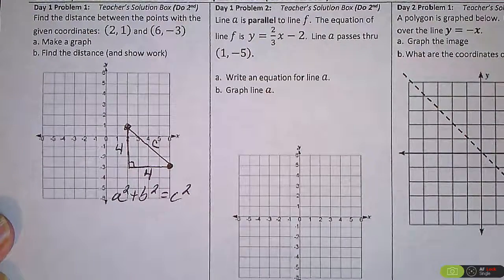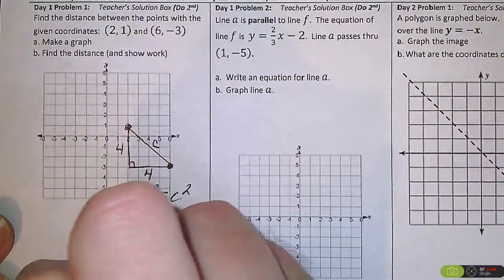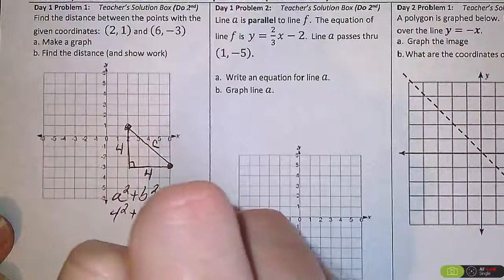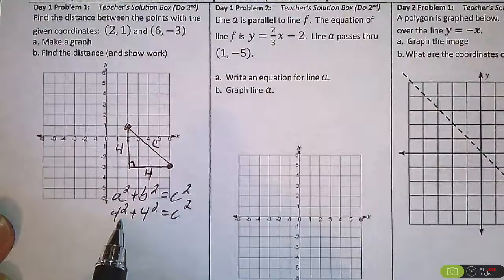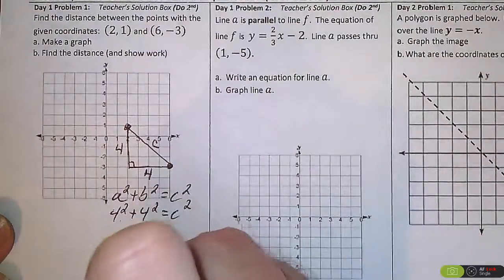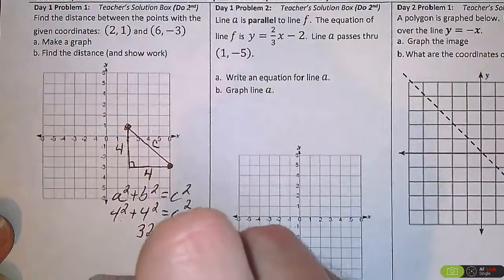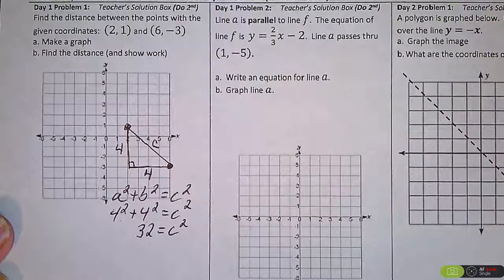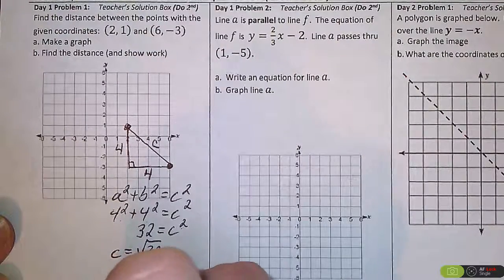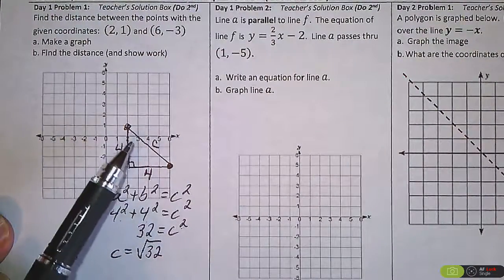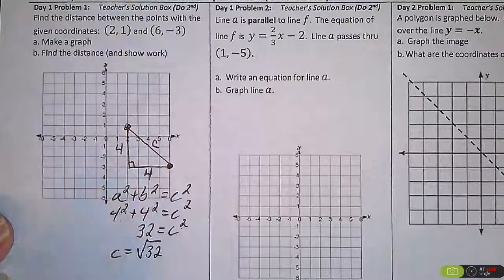a and b are the legs of the triangle. In this drawing, those are the 4s. So we have 4 squared plus 4 squared equals c squared. 4 squared is 16. So this is 16 plus 16, which is 32. And then to solve for c, we're going to do the square root, because square rooting removes the exponent of 2. So we get c equals the square root of 32. That's how long it is from that dot to that dot.